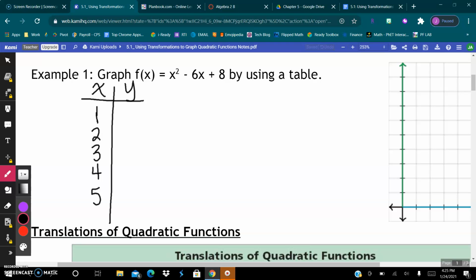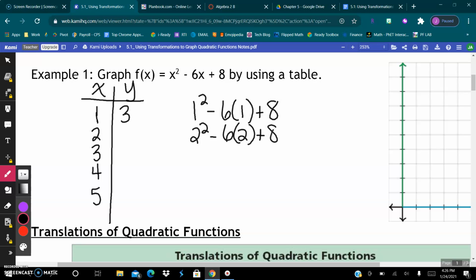So in order to figure out our ordered pairs, we have to plug in each x value. So we're going to have to do 1 squared minus 6 times 1 plus 8. And for that, we get an answer of 3. Then we're going to plug in 2. So we're going to have to do 2 squared minus 6 times 2 plus 8. And for that, we'll get an answer of 0.